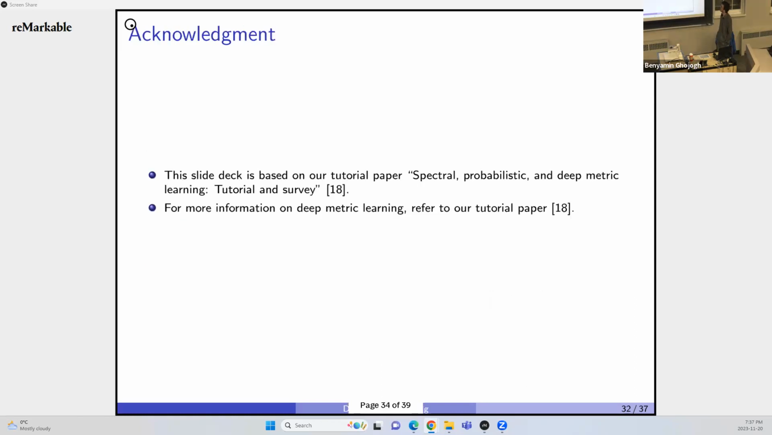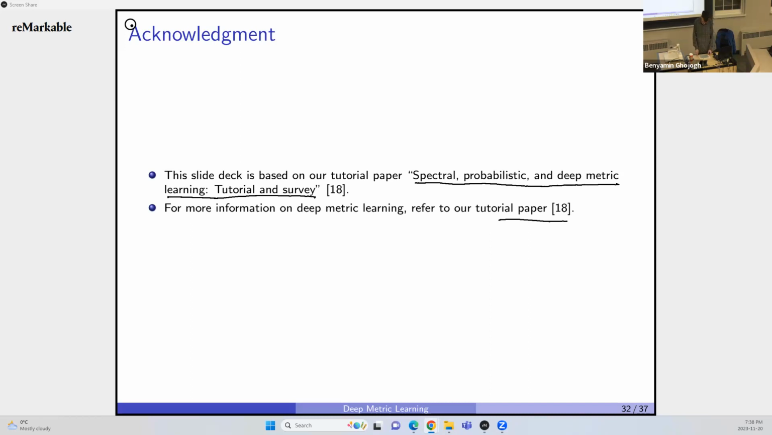Okay. Acknowledgement. This slide deck was based on our tutorial paper, Spectral, Probabilistic, and Deep Metric Learning: Tutorial and Survey. You can also see the chapter on Deep Metric Learning in our book, Elements of Dimensionality Reduction and Manifold Learning. For more information, as I said, in the tutorial paper we have covered a lot more, but this was just an overview of important things.